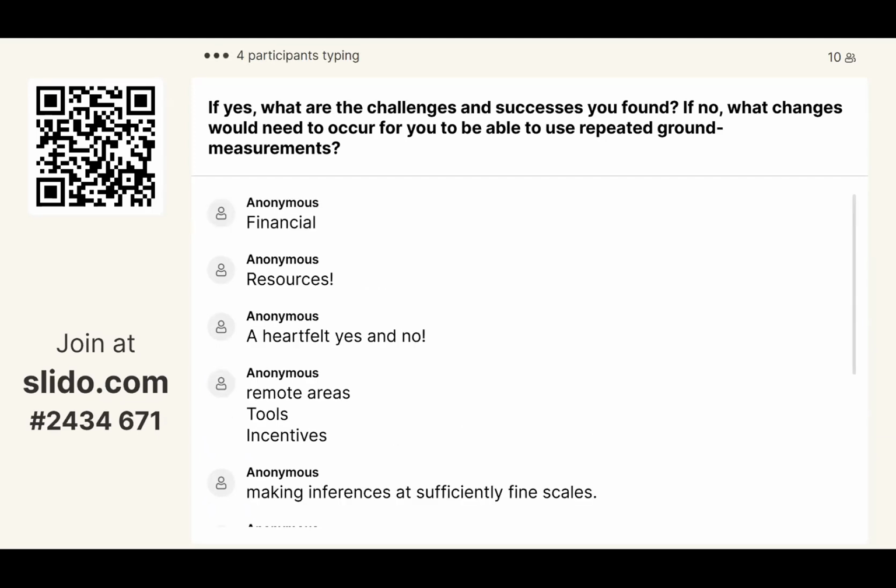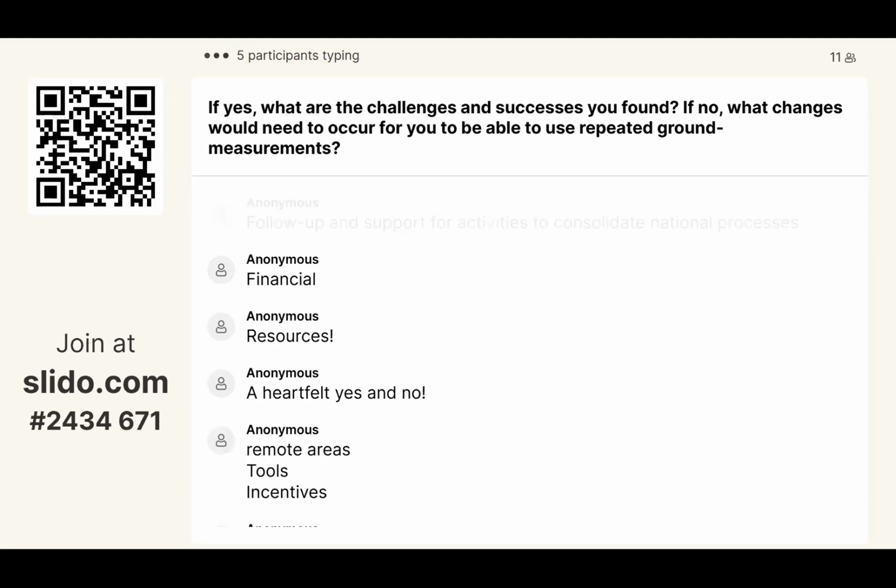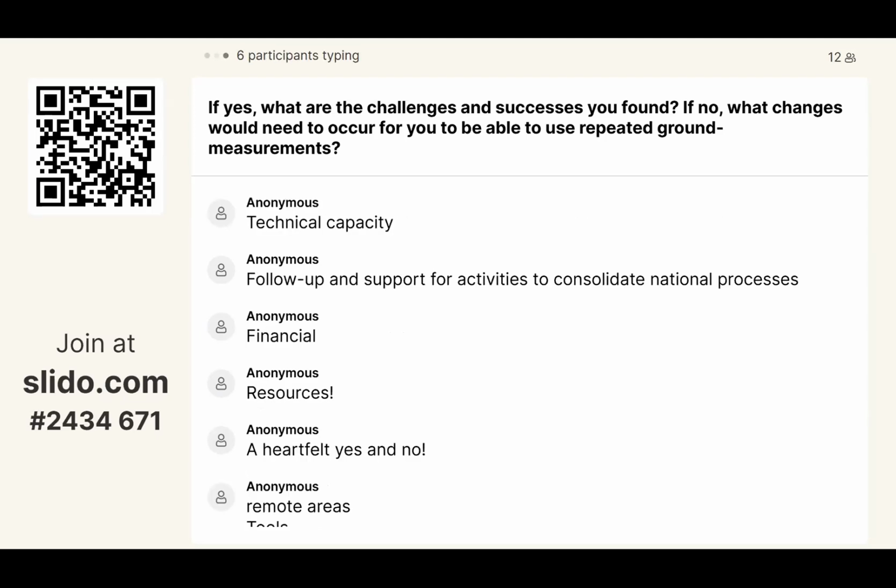I'm curious. Anonymous, heartfelt yes and no. That's speaking to the challenges in all of this. Yeah, and remote areas access for sure.